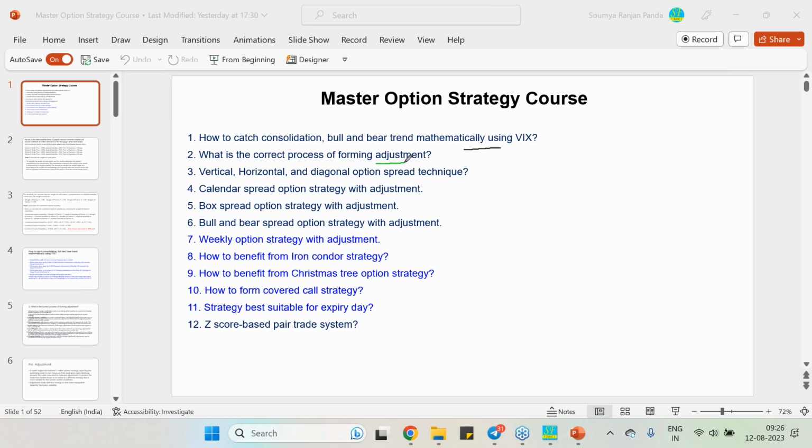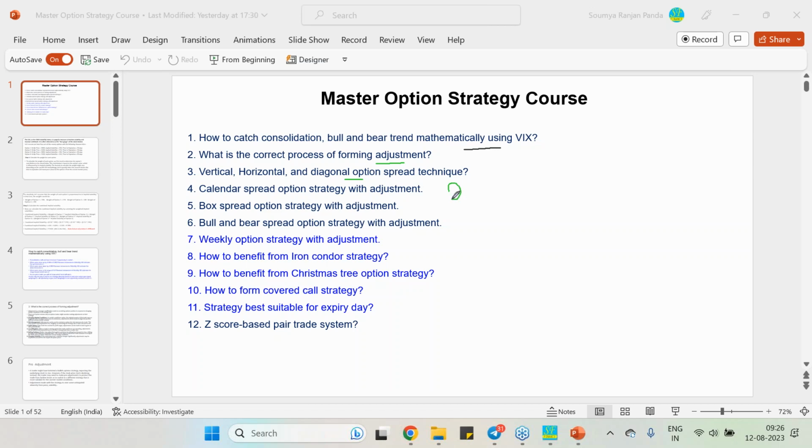Then horizontal, vertical and diagonal spreads we have understood. One is a time spread, where two different expiry options are involved. That is one kind of spread. When one expiry is involved, it is another kind of spread, and diagonal spread is a combination of both. Then we have learnt about the calendar spread rule. Four different types of calendar spread we have learnt.